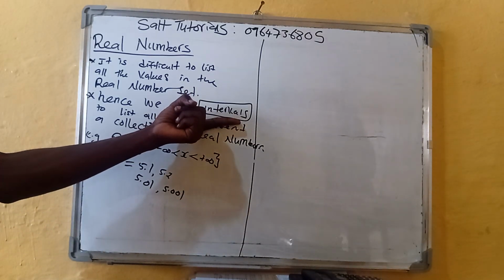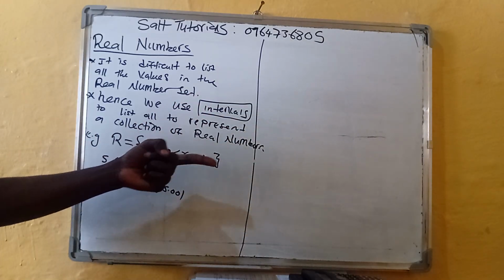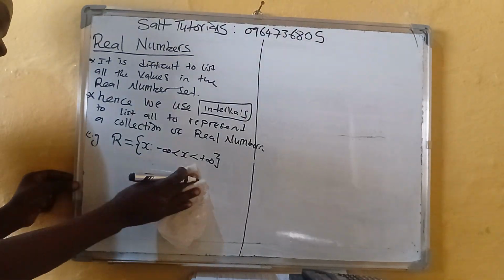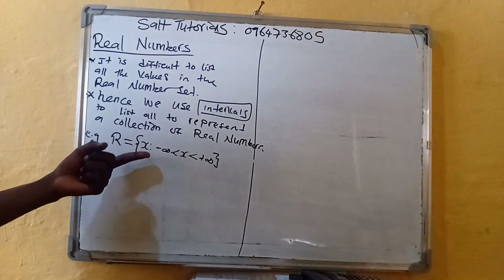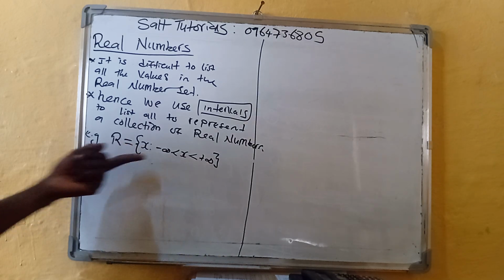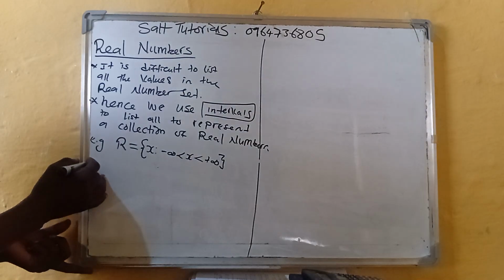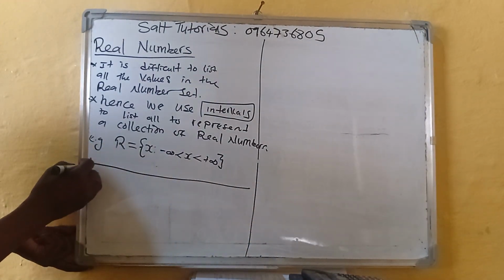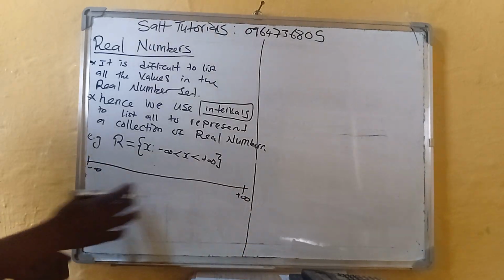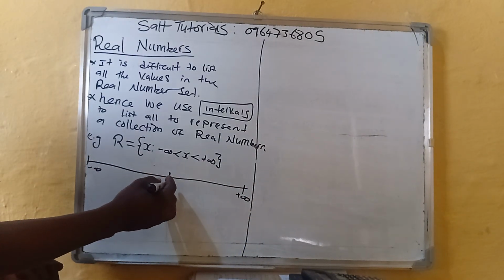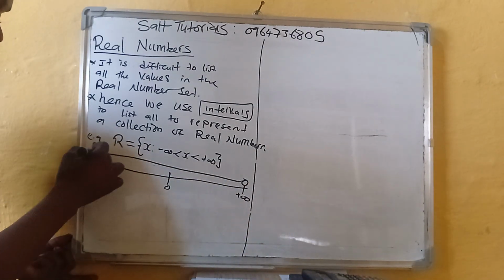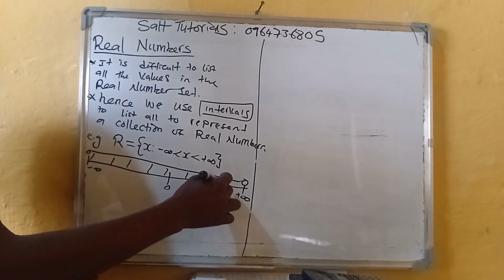Hence, the aspect of intervals comes in. So we have to use intervals. So that is why I'm saying that a real number can be written as x such that negative infinity is less than x and less than positive infinity. Negative infinity represents the smallest digit. So if this is my number line, there is a negative infinity this side and there is a positive infinity this side. This is my real number line. Obviously, there is a zero in between. So from here to there, this is my real number set.